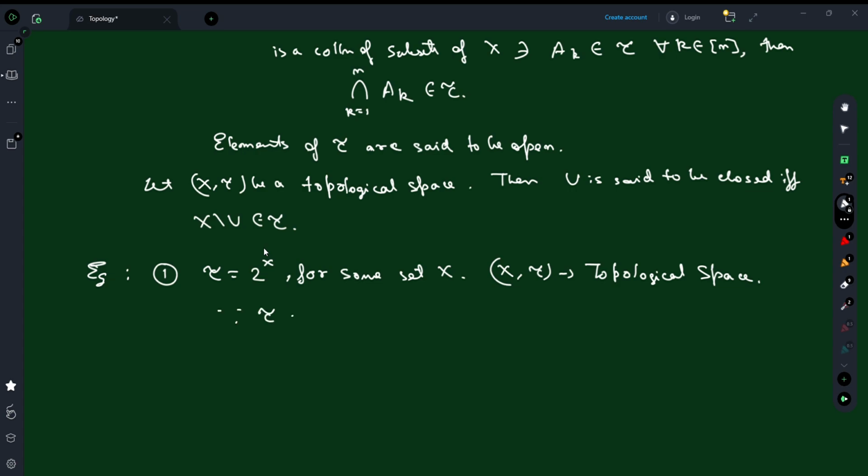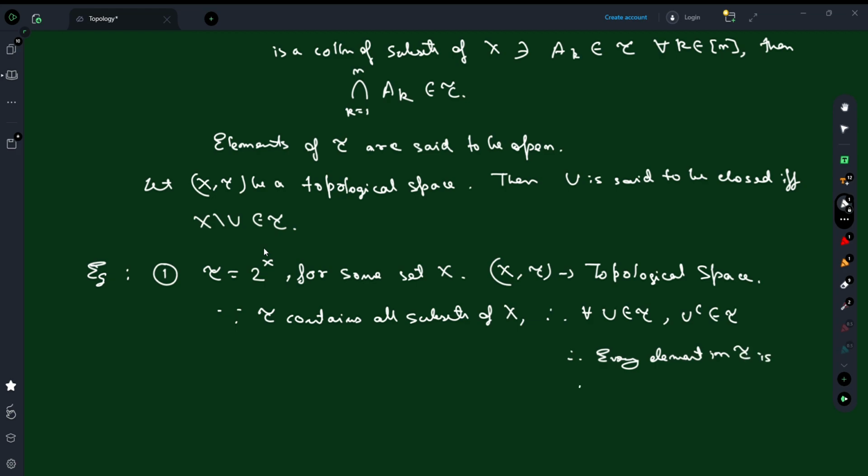Since tau contains all subsets of X, for all elements in tau, U complement is also in tau. If you consider a set from tau, that will surely be a subset of X, so its complement will also be a subset of X. But if it is a subset of X, it must be in tau, because tau contains all the subsets of X, right? So therefore every element in tau is both open and closed.